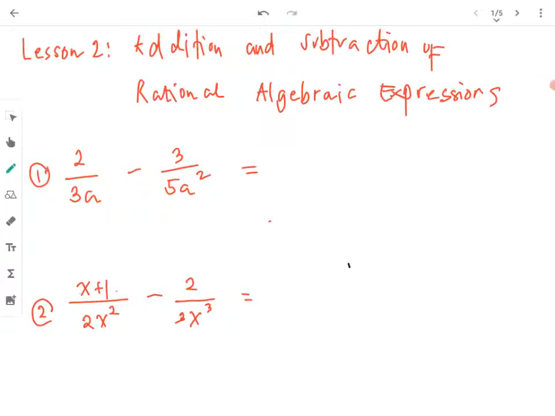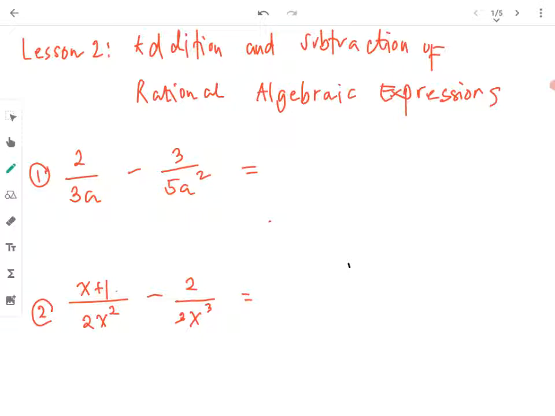In this video, we're going to discuss our second lesson for chapter 2. Chapter 2 talks about the rational algebraic expression, or also known as algebraic fractions. So in lesson 1, we tried to simplify algebraic fractions, and in lesson 2, we'll be using that simplification and extend it to addition and subtraction of rational algebraic expressions. So we have here our example number 1.